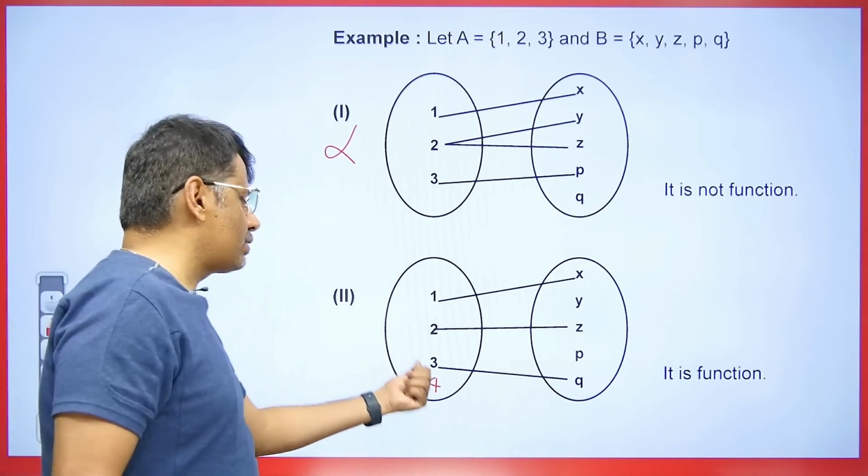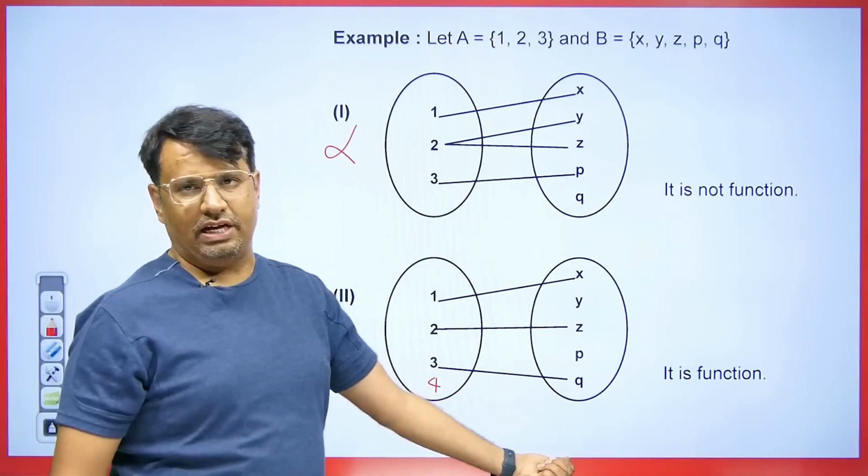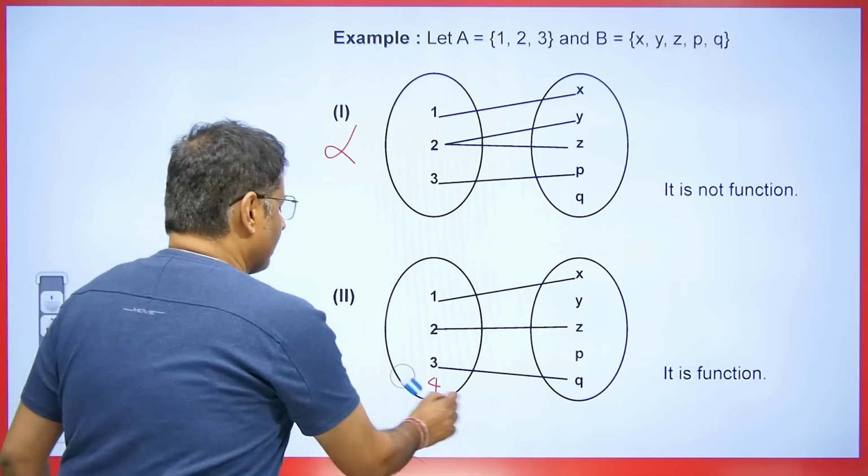Because if there is a student here, then his weight should also be here, right? So this needs to be taken care of. Anyway, this function is still there.